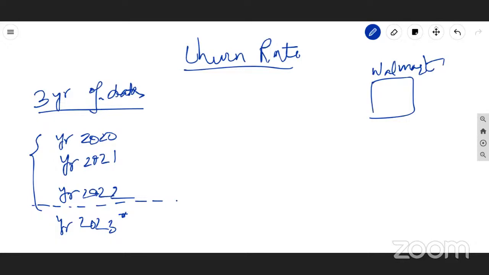Anybody can take some time, one or two minutes, and think about this problem statement. How will you define it? You have the information for the years 2020, 2021, 2022. How will you define whether the customer will get churned or not churned?